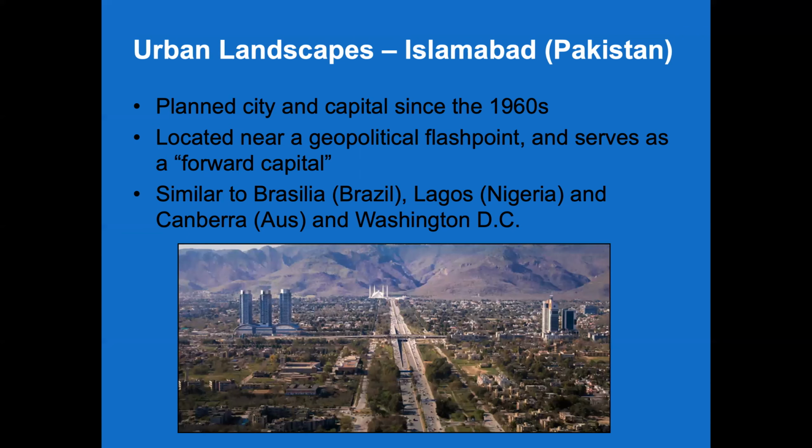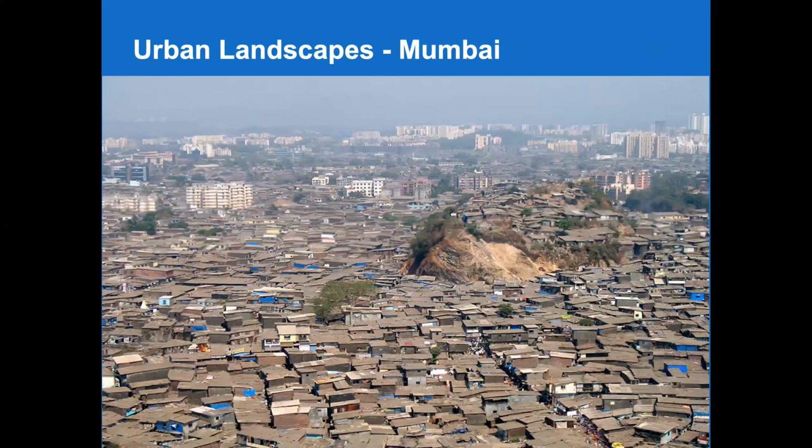So this is what it looks like, very distinct, with very distinct road systems that are easy to navigate. In this case, Islamabad, there's the church in the distance. It's really not a church, it's a mosque in the distance. This is where the administrative functions of Pakistan are run from.